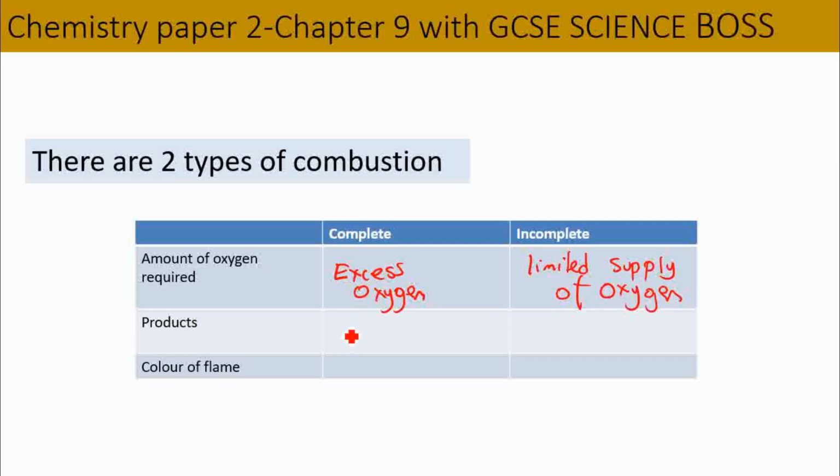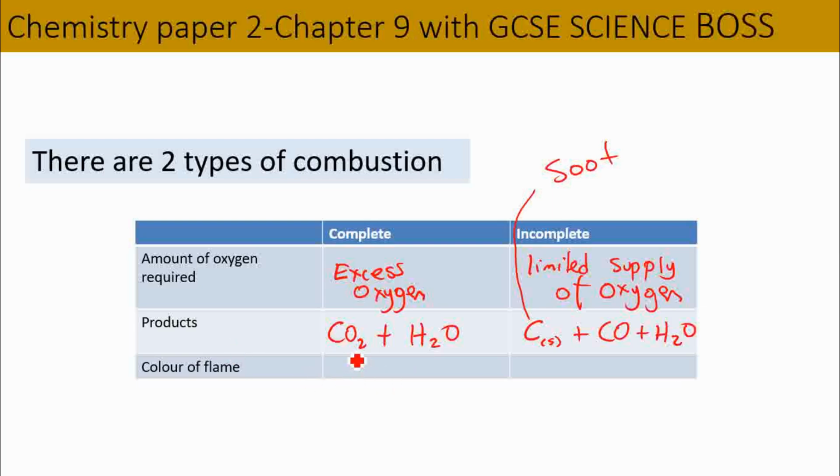What are my products here? My products are carbon dioxide and water. Those are my 2 products. But for incomplete combustion, you're going to produce something called carbon, which is referred to as soot. You're also going to produce carbon monoxide, and you're also going to produce water, as there's not enough oxygen to completely oxidize, okay? So this is referred to as soot. Soot is that black substance which is produced when you're burning.